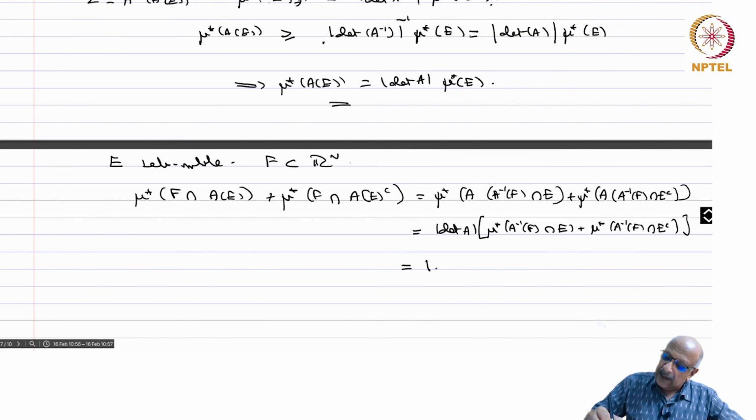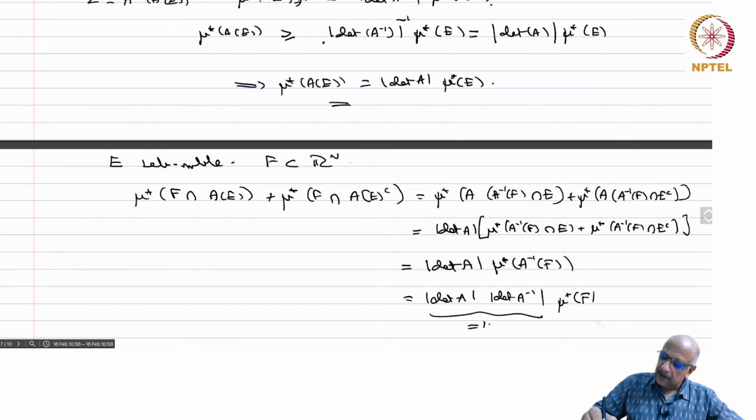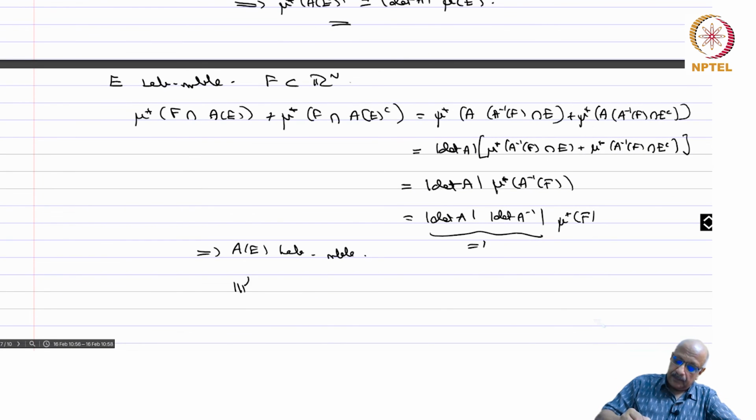And since E is Lebesgue measurable, this is nothing but mu star of A inverse of F, which is equal to mod determinant of A, mod determinant of A inverse into mu star of F. And these two multiply to equal 1, and therefore you get that AE is Lebesgue measurable. Similarly, apply to A inverse for the converse.